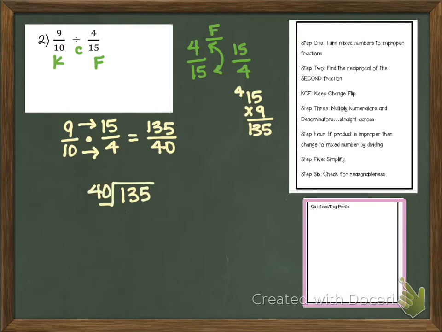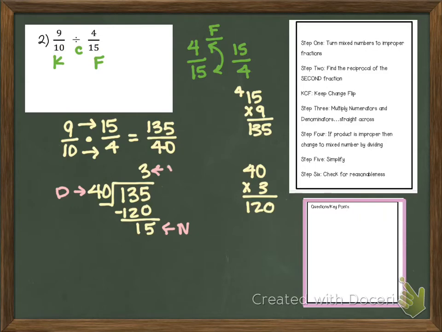If we don't know how many times that is, we can go over here to the side. I know that 4 times 3 is 12. So it's probably going to be my best bet. 4 times 3 is 12, which gives me 120. 40 goes into 135 3 times, minus 120. That gives me a 5 and a 1. So then this is my numerator. This is my denominator. And this is my whole number. So 3 and 15 over 40.